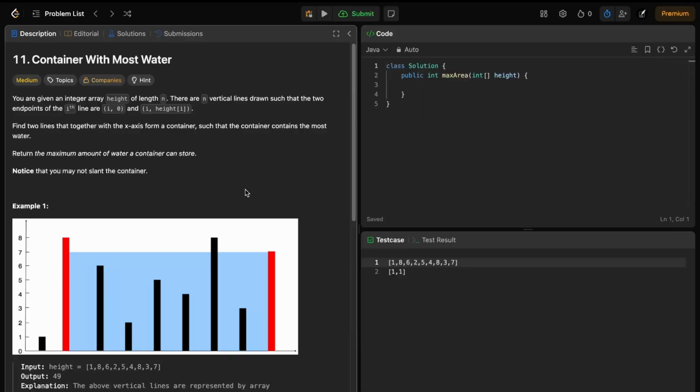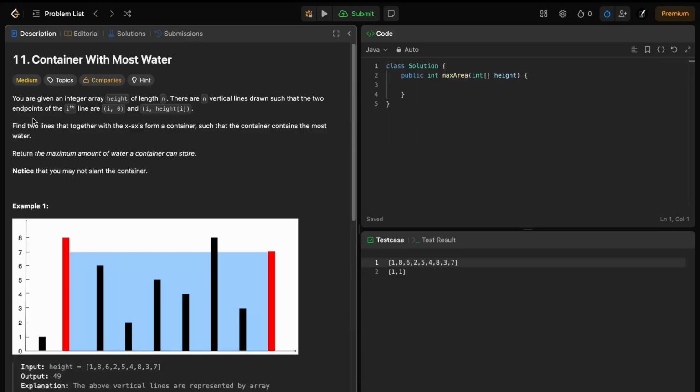In today's video, we will be solving the problem of finding the container with most water. This is a very important problem. It will help you understand the two-pointer approach, which is a very simple and intuitive one. As we go and understand this problem, you will be able to understand it as well.